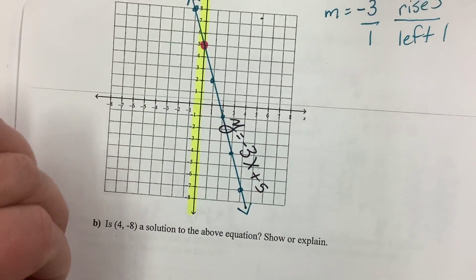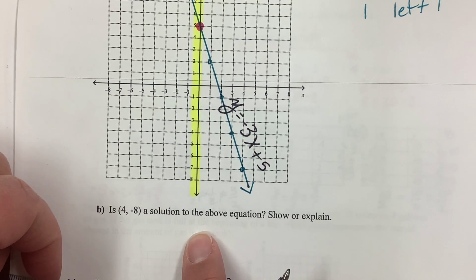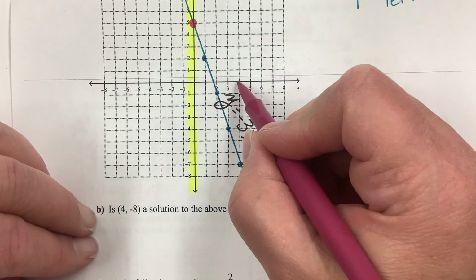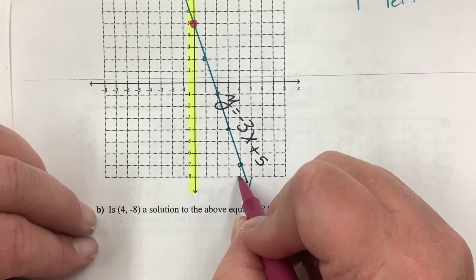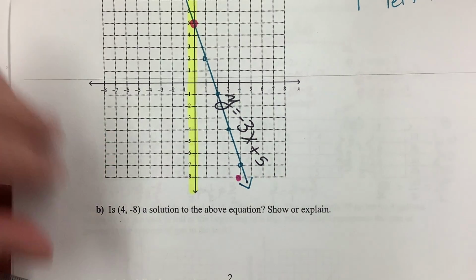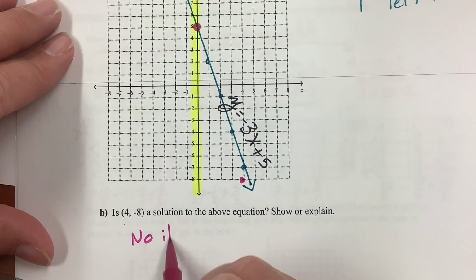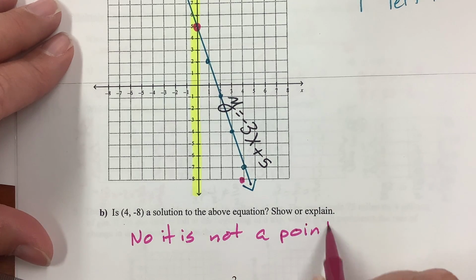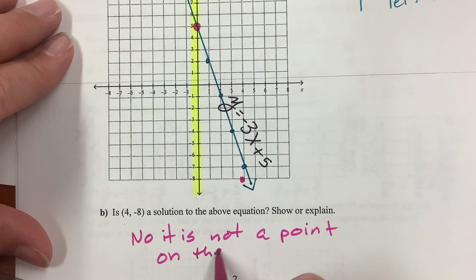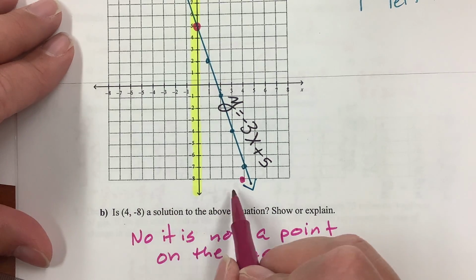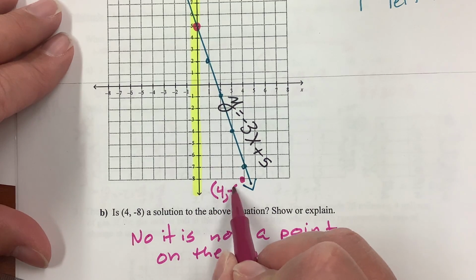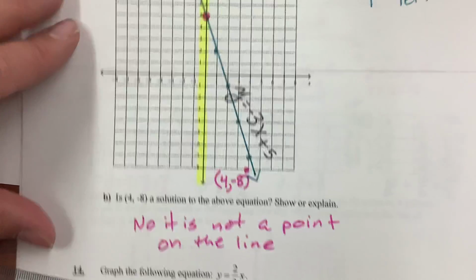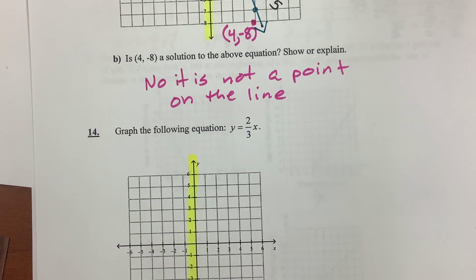Okay, not too bad. Is the point 4, negative 8 on here? Well, let's see. Let's make it bright. 4, negative 8. Ooh, close, very close. No, it is not a point on the line. And I'm going to actually write 4, negative 8 next to my point because I am going to show, that's showing and that's explaining.